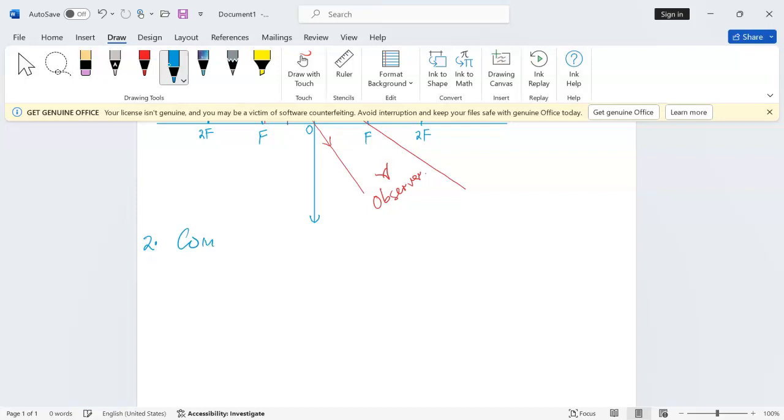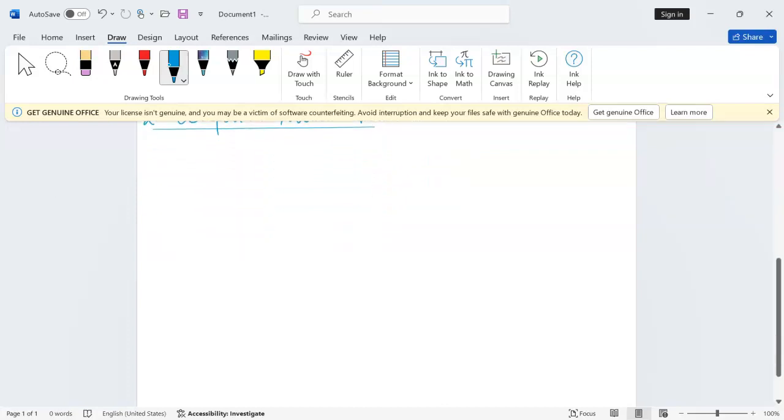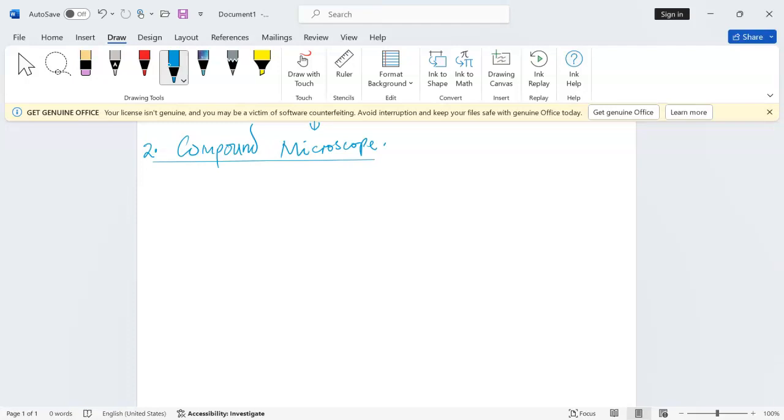The compound microscope. Now the compound microscope has two lenses, both converging. So we use two lenses. The one close to the object, we call it the objective lens. And the other one, which is closer to the eye, is called the eyepiece lens. So we are now going to draw two lenses. Let me start with the first one. They are arranged such that their principal axes are in line. So this is the uniform principal axis.